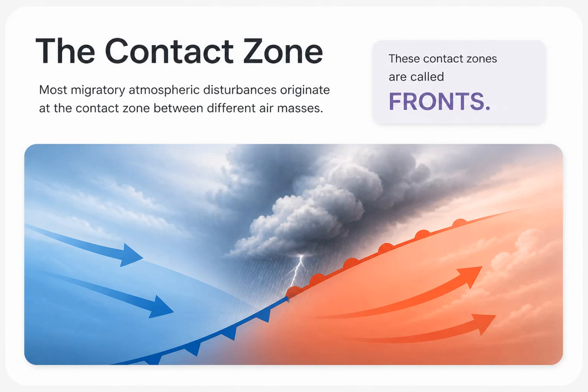But the most dramatic weather events don't happen in the middle of an air mass. They happen at the edges. Most migratory atmospheric disturbances, such as cyclones and severe storms, originate at the contact zone between two different air masses. The characteristics of the colliding air masses determine the severity of the weather. These highly volatile contact zones are called fronts, which leads us directly into the mechanics of how fronts operate.